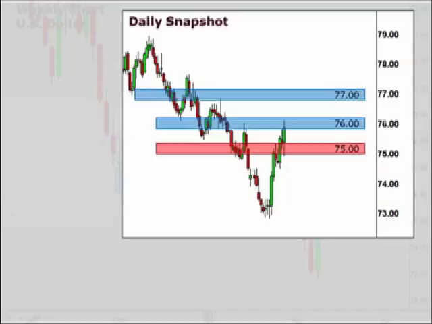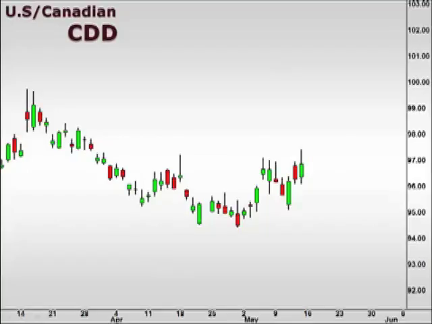Taking a quick look at the daily chart, we can see that the short-term resistance at 76 could give way to a retest of the 75 level. However, a break above 76 is likely going to result in a push towards 77.